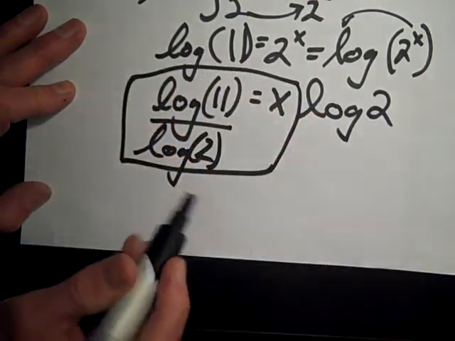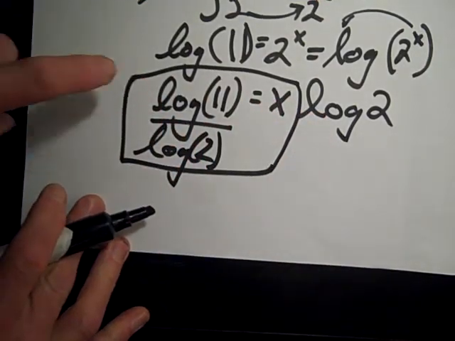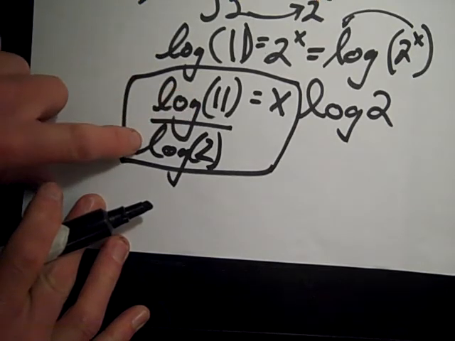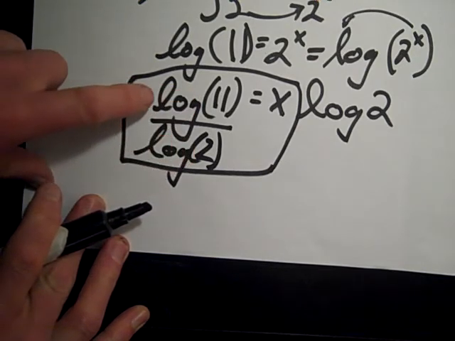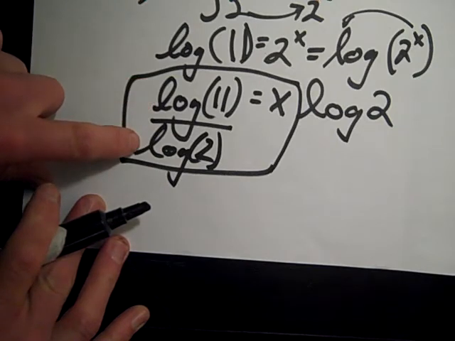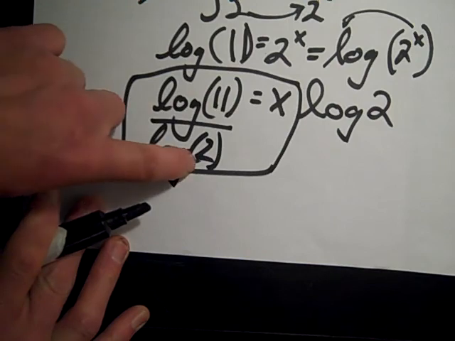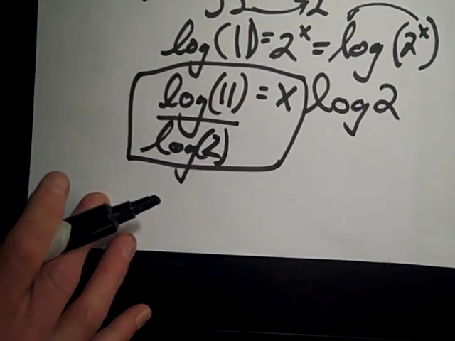So I take my calculator and press the log button. I type in 11, and I divide that by the log of 2, because remember this is log base 10. So log base 10 of 11 divided by log base 10 of 2 gives me what x is. That's how you do those problems.